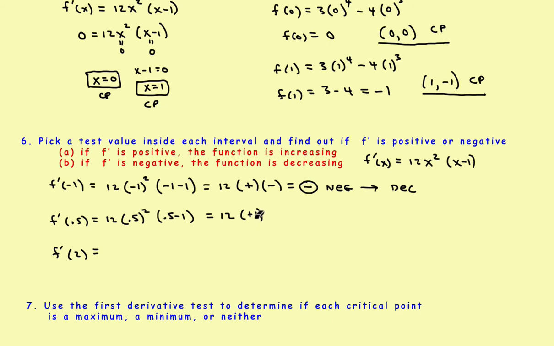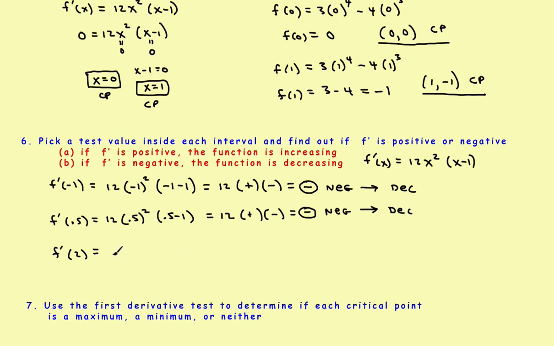Actually, just positive. We'll make that one just be strictly positive. Then 0.5 minus 1 would be a negative 0.5, but all I care about is the fact that it is negative. So positive times a negative, that's going to be negative. In this second interval, the first derivative is also negative, which tells you in the second interval, it is also decreasing.